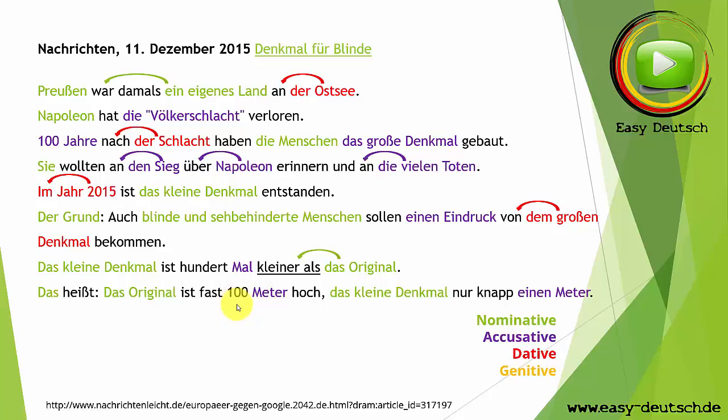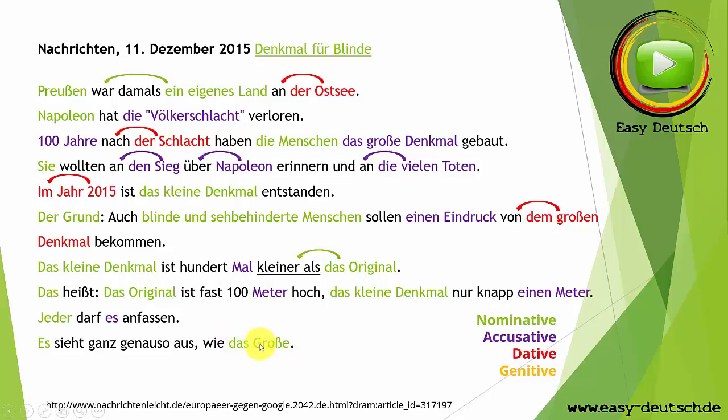Next sentence is a little easier again. Jeder darf es anfassen. Everybody can touch it. So jeder is the subject, the acting person, and es is the direct object, so accusative case. Es sieht ganz genauso aus wie das große. Es is the subject, so nominative case, and wie das große, that's the subject.